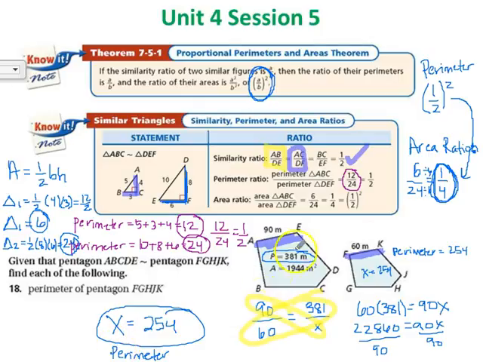And look, the perimeter that we just found is smaller than the perimeter of our bigger one, so it makes sense. I'm going to go on to the next slide, so if you need more time, go ahead and click pause to take notes.